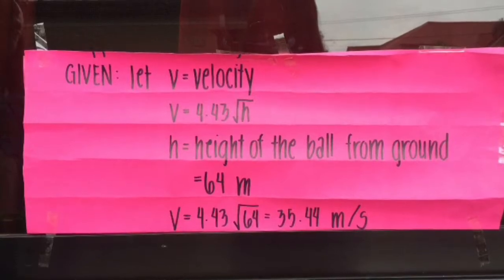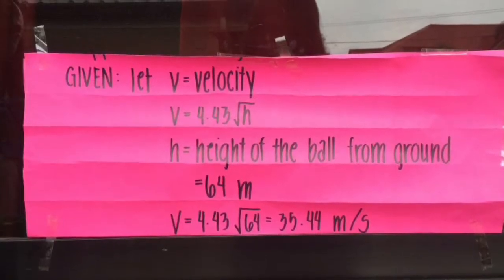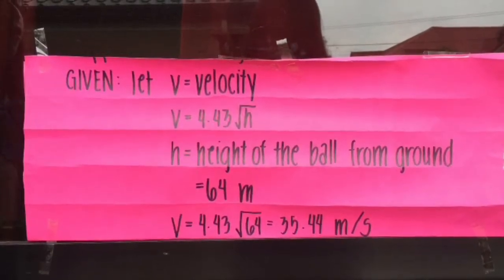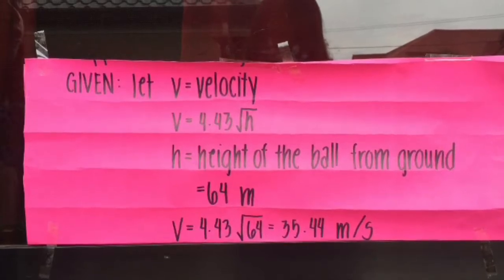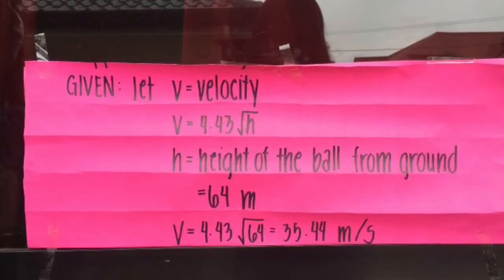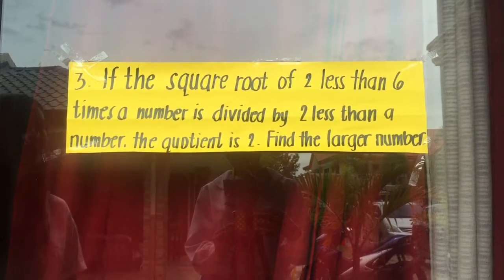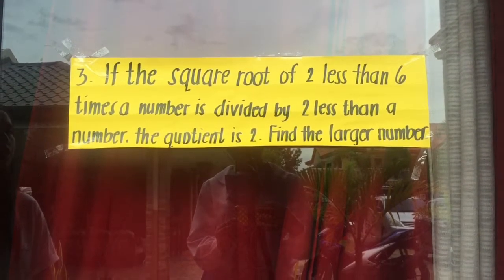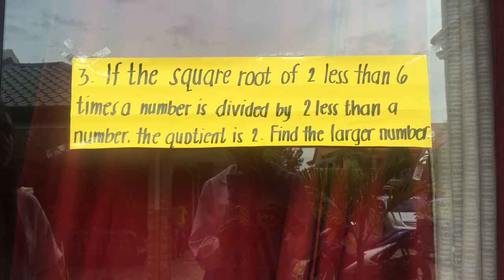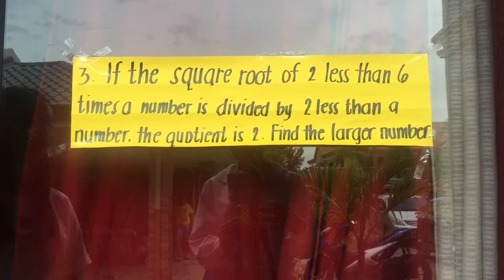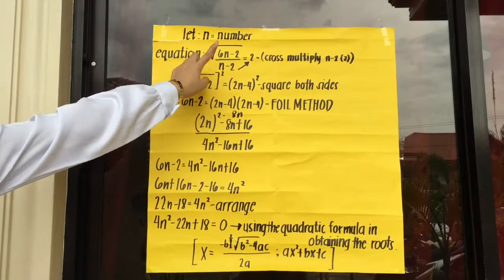So therefore, the velocity of the ball to reach the ground from a height of 64 meters is 35.44 meters per second. The third problem is: if the square root of 2 less than 6 times a number is divided by 2 less than the number, the quotient is 2. Find the larger number. Let n is equal to the number.